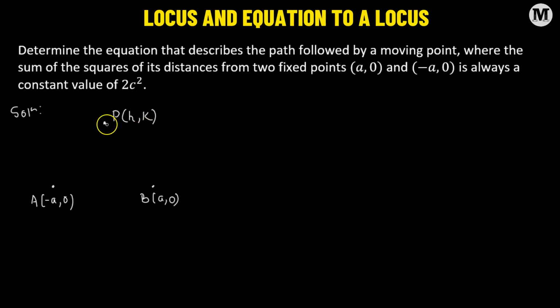Now this particular point P, it's a moving point. That means it could be moving in any particular path. We are not actually concerned about it. Let's say this is the path of that point P. We're not worried about it.